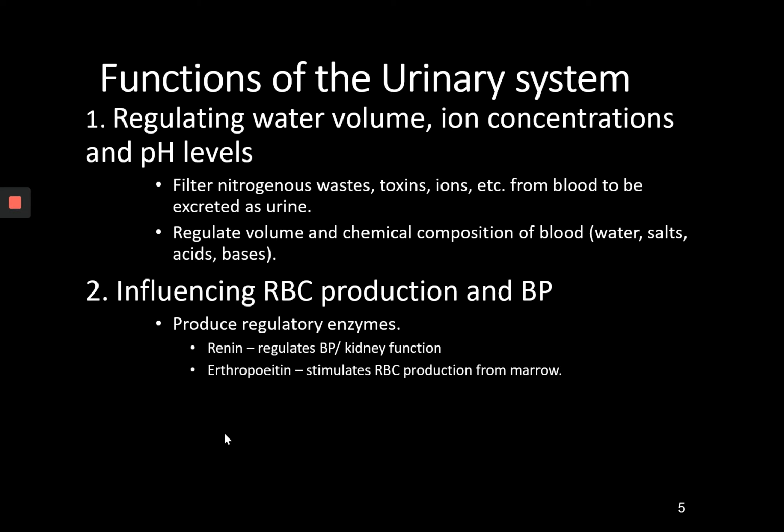We can also influence red blood cell production and blood pressure because the kidneys secrete renin and erythropoietin. Renin is a hormone that regulates blood pressure or kidney function because it has to do with the regulation of blood vessels and how much they're constricted. So vasoconstriction is a common byproduct of renin secretion because it's involved in the renin-angiotensin-aldosterone mechanism. Erythropoietin is abbreviated EPO. EPO can act on bone marrow and stimulate an increase in red blood cell production.